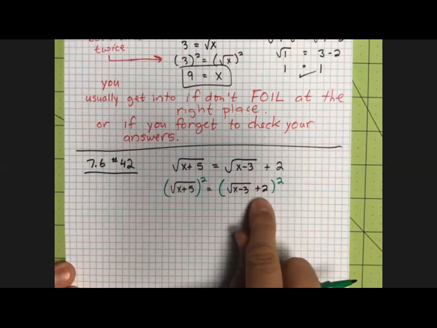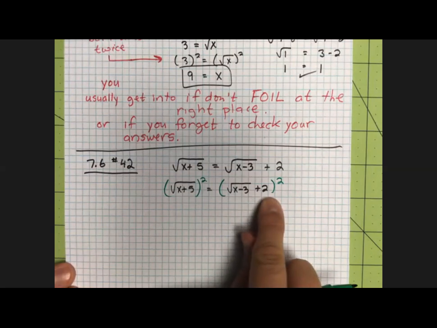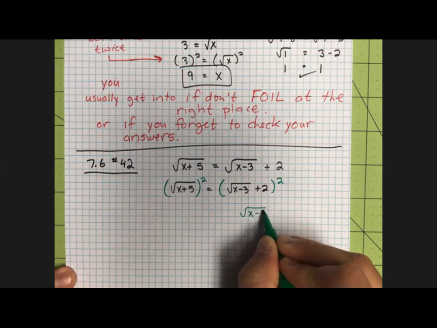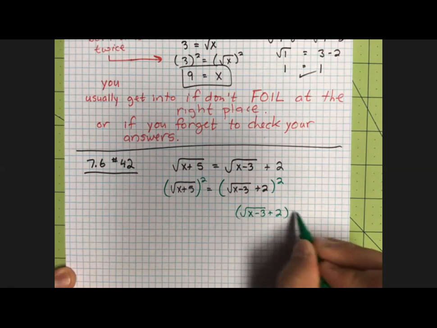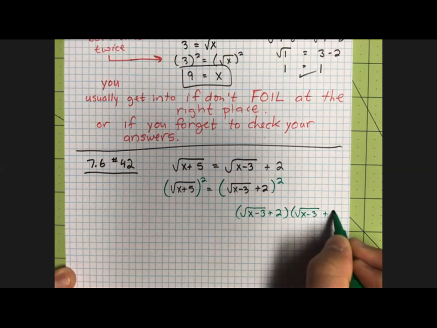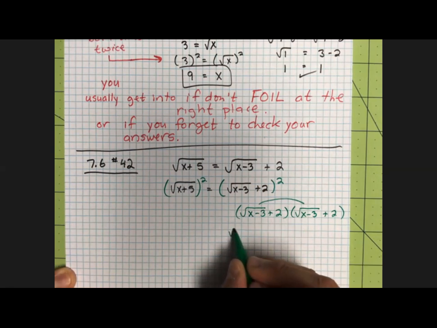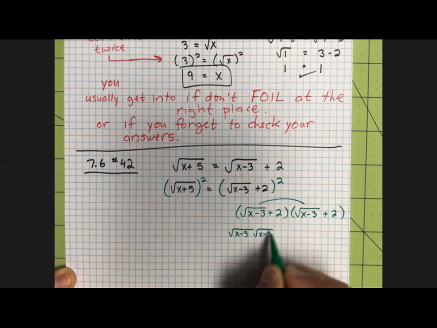The foiling here is kind of messy. Some people just forget to do this because it seems like too much work. So here, let me write it out where I FOIL this carefully for you. It can be a lot of writing, I understand, but it's just ordinary FOILing. Root x minus 3 times root x minus 3 is just the square root of x minus 3 squared. Anytime you multiply a root by itself, you just get what's on the inside. So that's x minus 3.